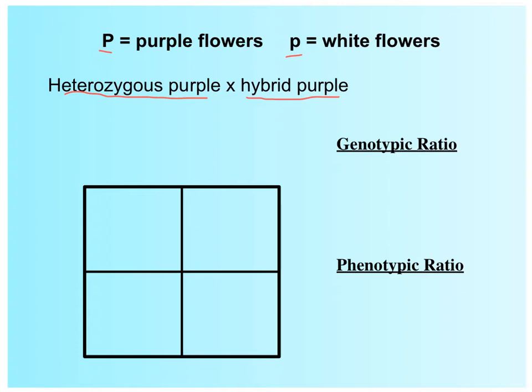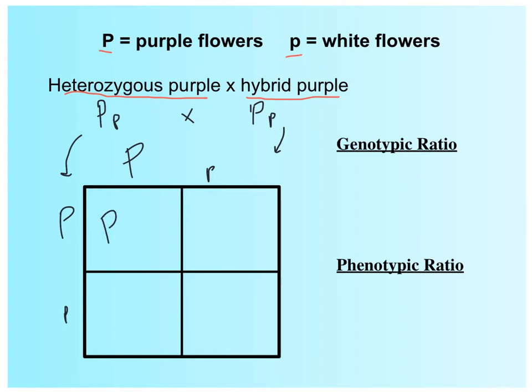All right, so heterozygous. Heterozygous means different. So over here we're going to have big P, and to make it different, we're going to have a little p. And we're going to cross that with hybrid purple. Remember, hybrid and heterozygous mean the same thing. Hybrid means different again. So we're going to have another one that's going to be big P and a little p. All right, and then it's just put the alleles on the top and on the side. So on the top here, we're going to have a big P and a little p. On the side, we're going to have a big P and a little p. Then fill in the boxes.